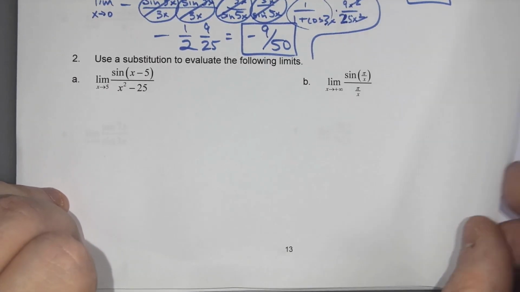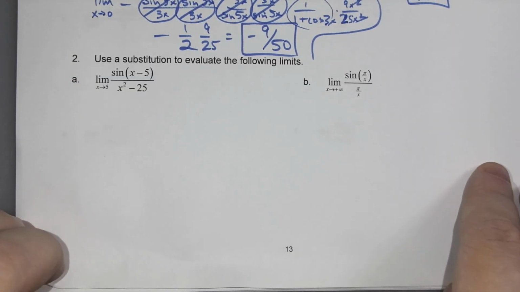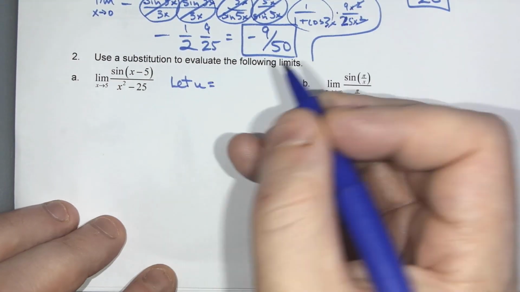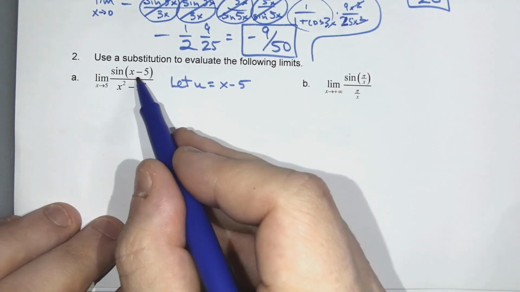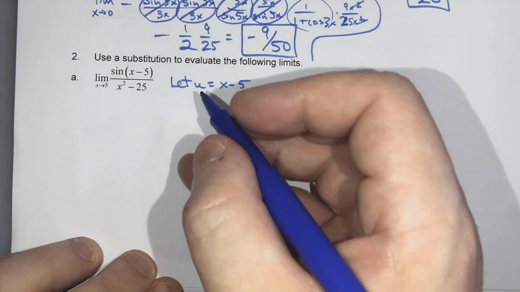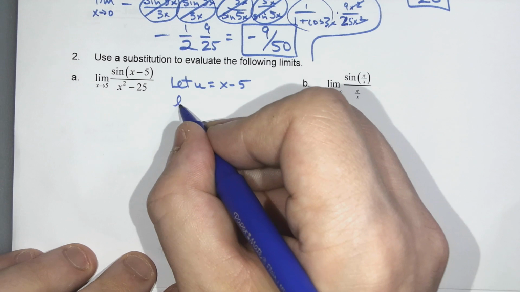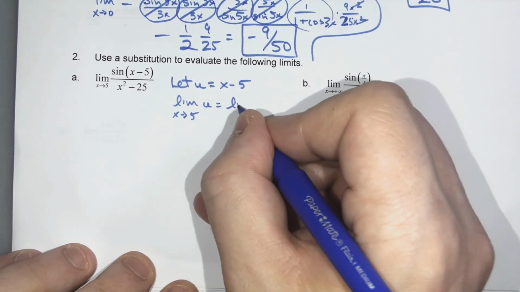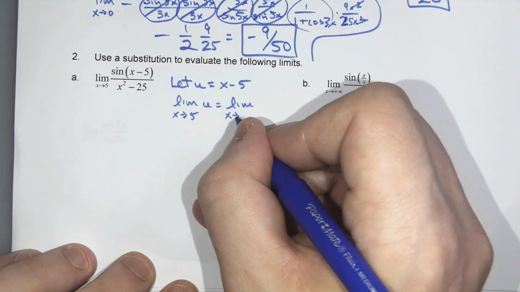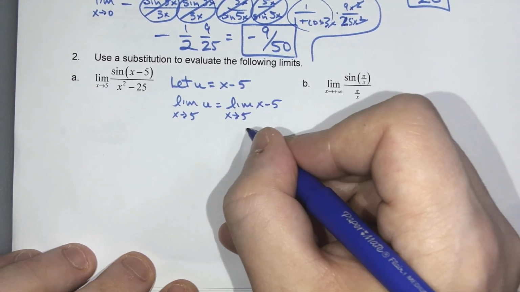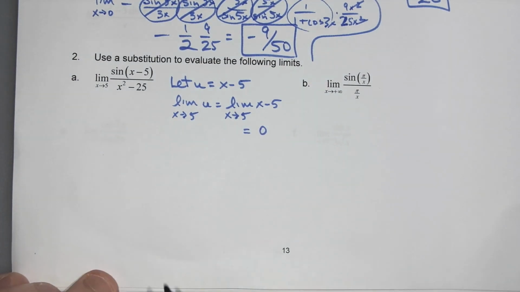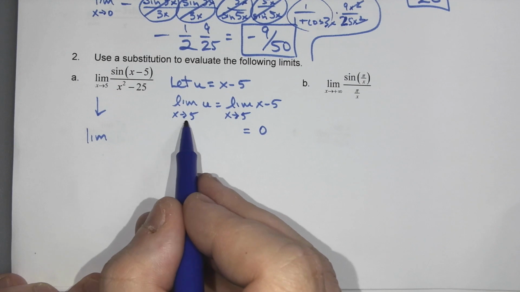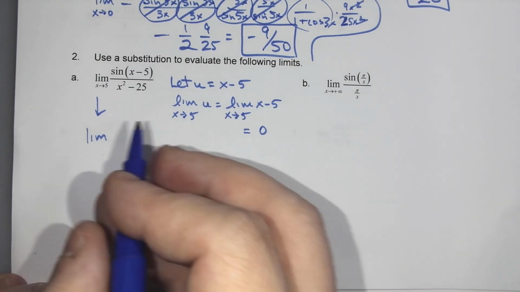Okay, let's do something with a substitution. Okay, substitution here. So let u equal x minus 5. The thing inside of the sine is not what I wished it was. Notice that the limit as x approaches 5 of u is the limit as x approaches 5 of x minus 5, which is 0. So with the substitution, as x goes towards 5, we see that u goes towards 0.